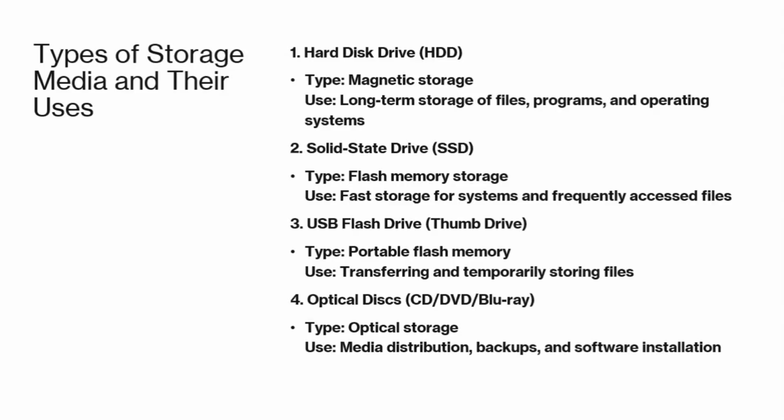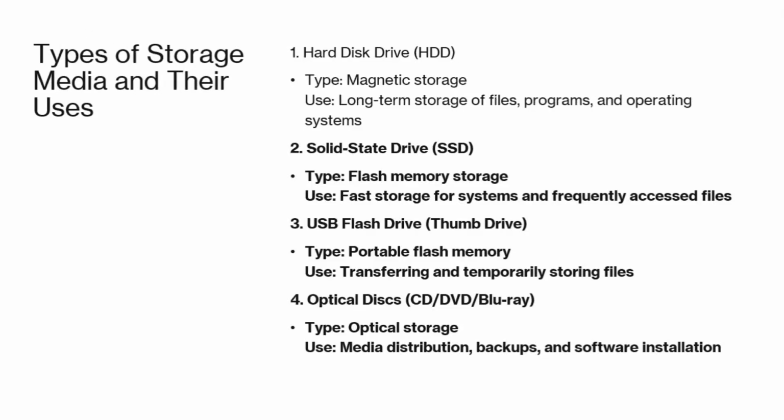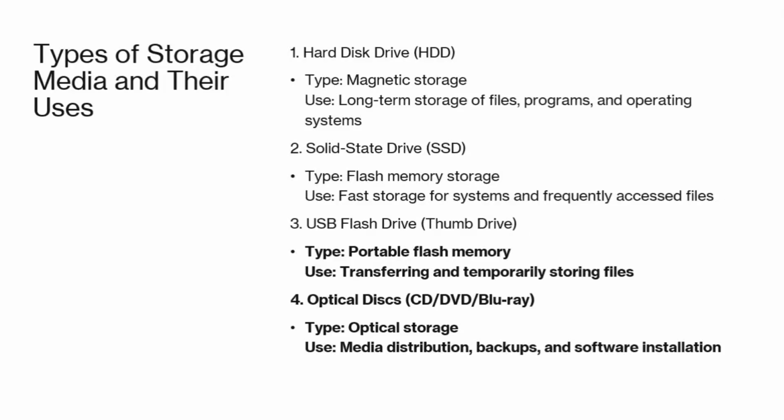First of all, we have the hard disk drive. It is a magnetic storage. We use it for long-term storage of files, programs, and operating system. The second one, we have the solid-state drive. It is a flash memory storage, and its usage is fast storage for system and frequently accessed files. The third one is the USB flash drive or thumb drive. It's a portable flash memory, and its usage is transferring and temporarily storing files.